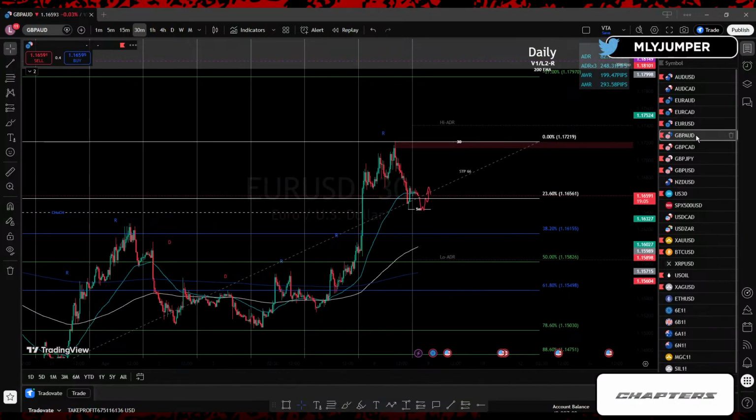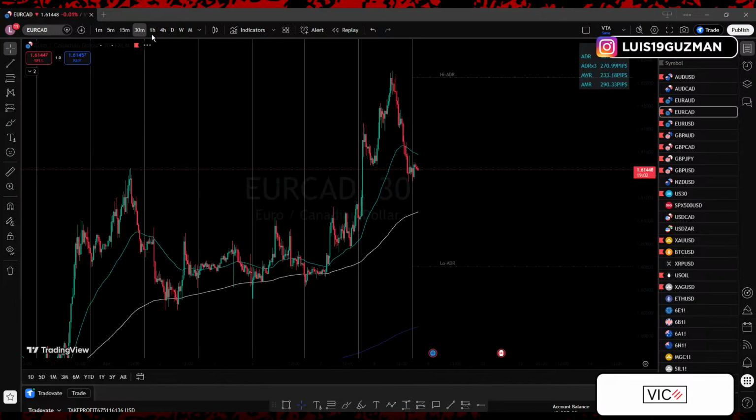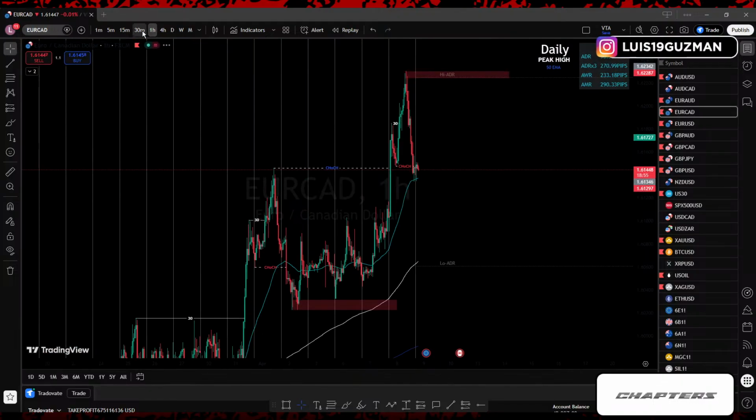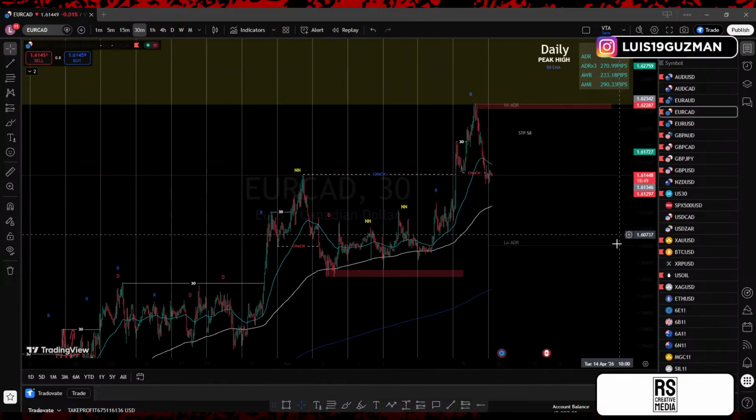So on to the next one. Oh well, let's go back to ECAD. I'm looking at the 1 hour again. I don't really use the 1 hour time frame. I only really use it to look for engulfing candles. But when I'm looking at structure, I'm looking at the 30 minutes. So the 1 hour, there's really nothing to talk about.